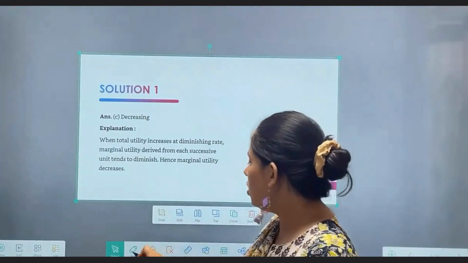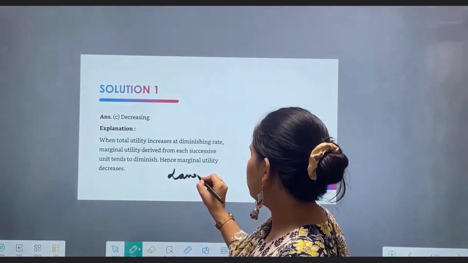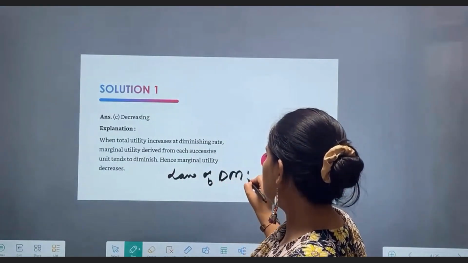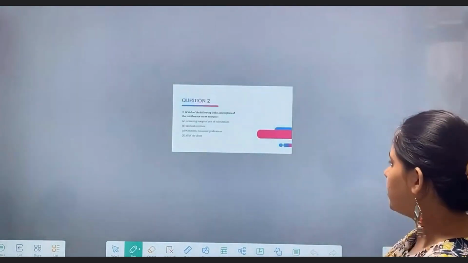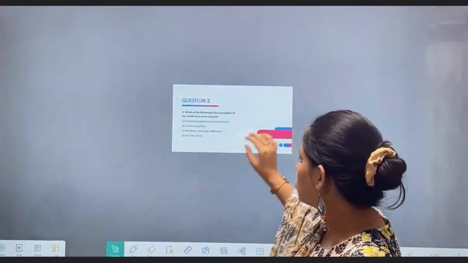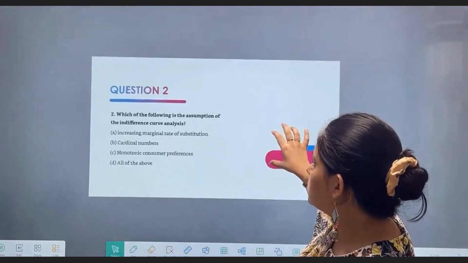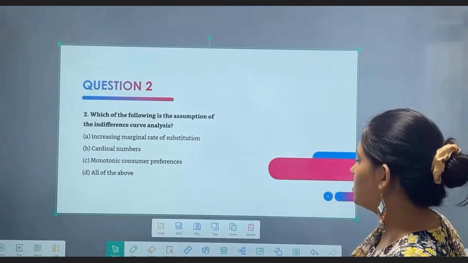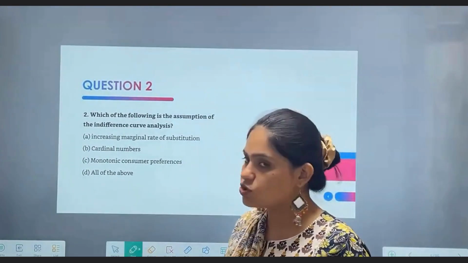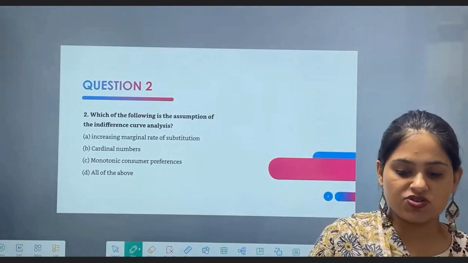But what is this called? This is called the law of diminishing marginal utility, right? Okay, come to the next question. Which of the following are assumptions of the indifference curve analysis? So which of these are the assumptions of the indifference curve analysis? Try to do this.